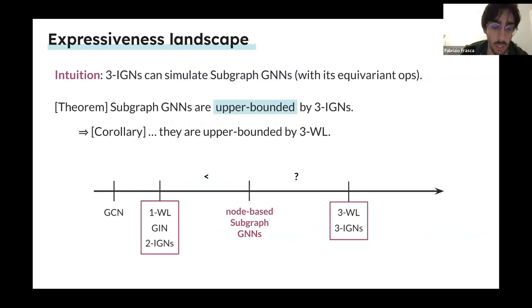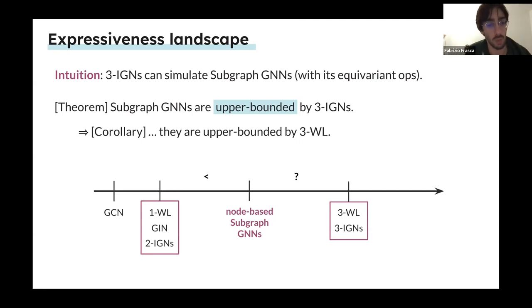Given that we proved this intuition, the idea was that we can show that 3-IGNs upper bound subgraph GNNs in their expressive power. And since, as I was anticipating, 3-IGNs are also upper bounded by 3WL, then we get, well, not really for free, but we get an upper bound on the expressive power of node-based subgraph GNNs. And this upper bound is exactly 3WL.